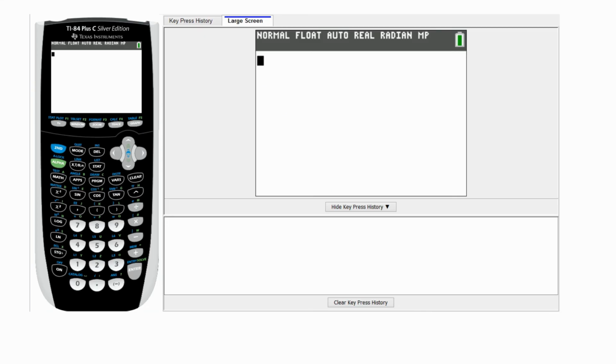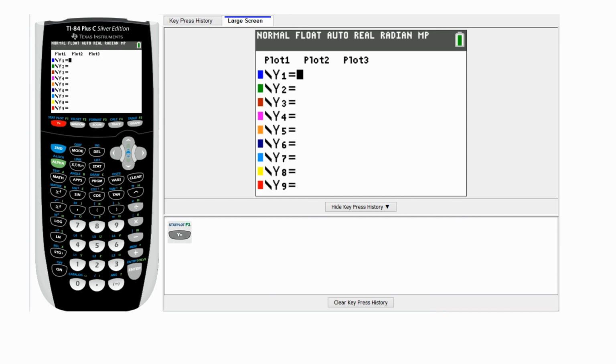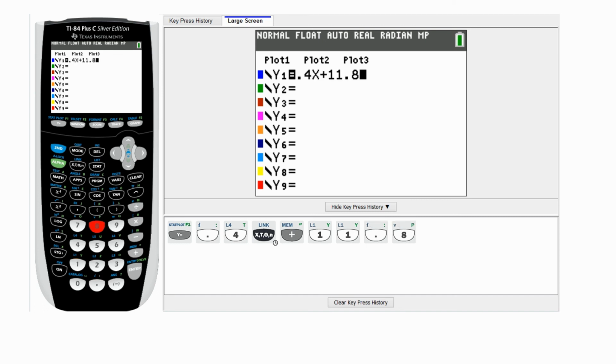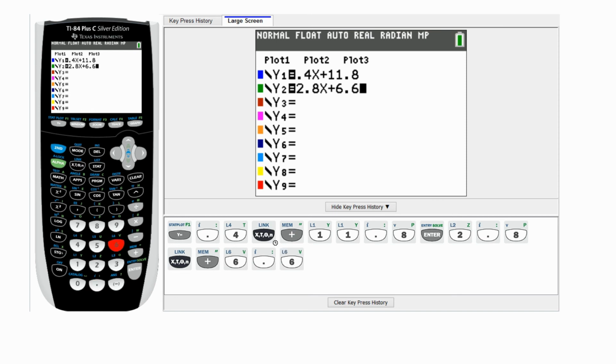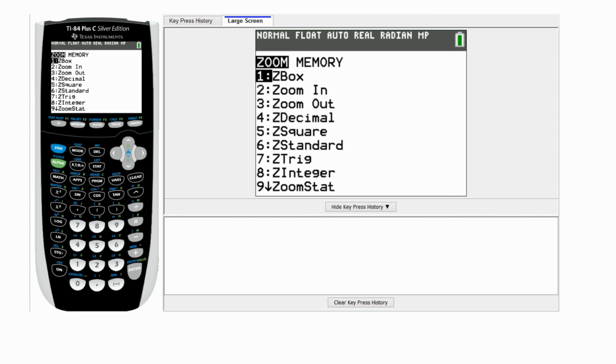To graph our functions, go to Y equals. I'm going to start with the function for the magazine, 0.4T. Remember, our variable will always come up as X, no matter what our variable is in our model, plus 11.8. Enter 2.8 and our variable plus 6.6, and that's our internet equation. And now we're ready to graph them. I go to Zoom. In Zoom, we're really interested in the first quadrant, which is option A.